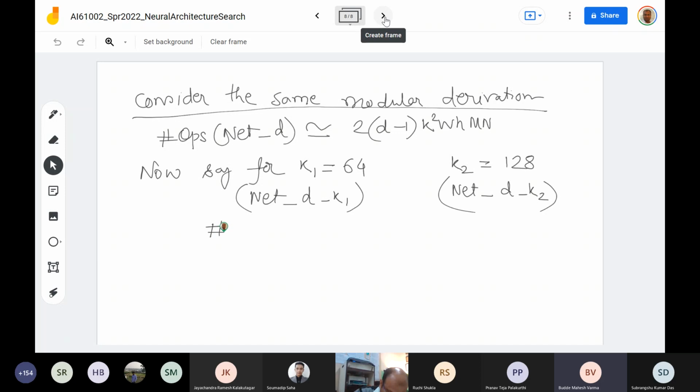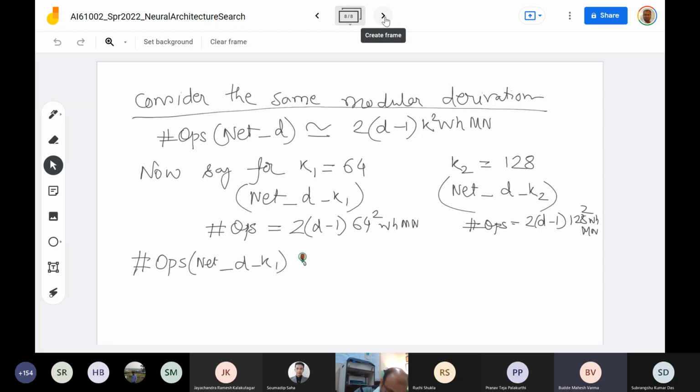If for each of them I look into the number of ops, what is this going to be equal to? I will have twice that, D minus 1, and this K is going to become 64 square. And here my number of ops is going to be 2 into D minus 1, 128 square. Now if I do this ratio, you would see that the number of ops for net_D_K1 is to the number of ops for net_D_K2, everything cancels out, so this is equal to 64 square is to 128 square, which is essentially equal to K1 square is to K2 square.